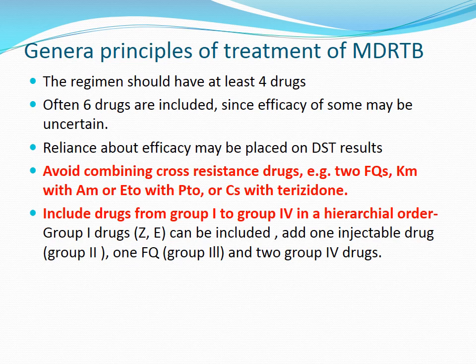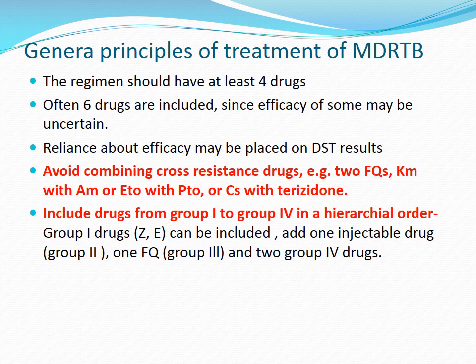They include the drugs from group 1 to group 4 in a hierarchical order. We have seen the 4 groups, forget the 5th one, unclear or doubtful efficacy. First group, first line oral drugs. Second group, injectable drugs. Third, fluoroquinolones. And fourth is second line oral drugs. So from group 1 drugs, we can take pyrazinamide and ethambutol, provided the bacilli are sensitive to them. Okay, because the bacilli are already resistant to R and H, so we should not include them. So remaining two oral drugs are pyrazinamide and ethambutol. So whenever the bacilli are sensitive to them, they should be taken into the regimen.